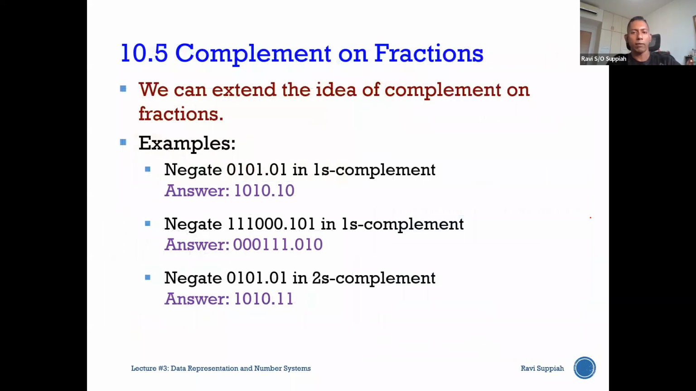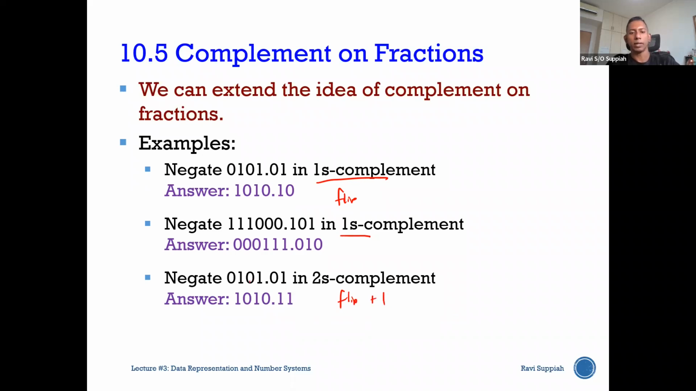Now, how about the fractional part? We talked about the fractional part earlier on. The fractional part is done the exact same way. So in 1's complement or 2's complement, you do the exact same thing. That means if it's 1's complement, you just do the flip. For 2's complement, you do flip and then you do +1.